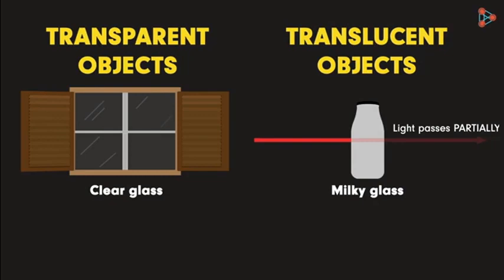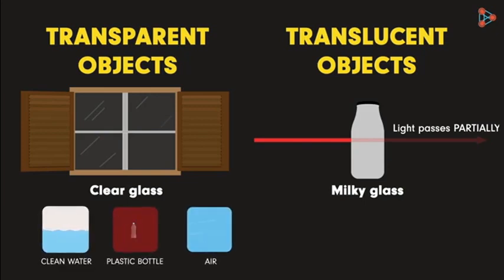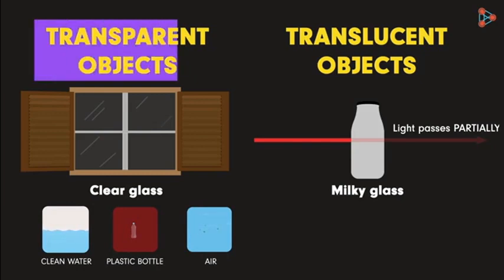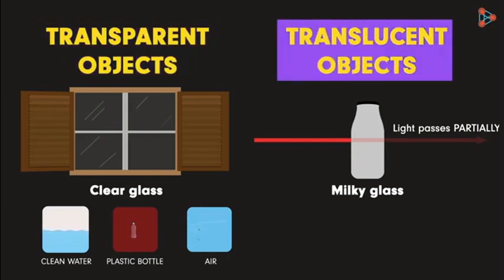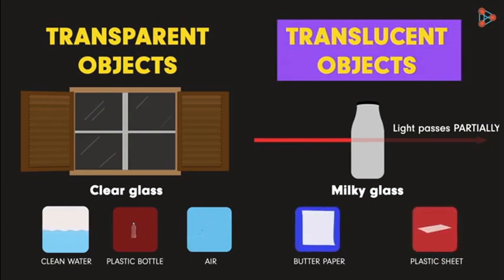But can you think of other transparent or translucent objects? Yes, clean water, glass, clear plastic bottles, and air are all examples of transparent objects. Can you think of examples of translucent objects? Yes, butter, paper, thin sheet of plastic, milky glass are a few examples of translucent objects.